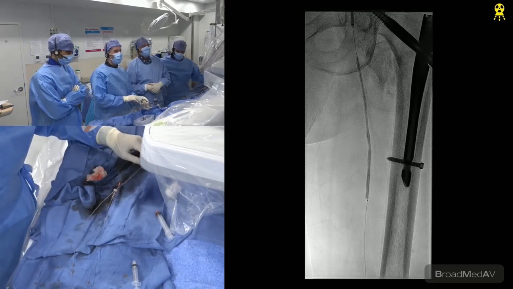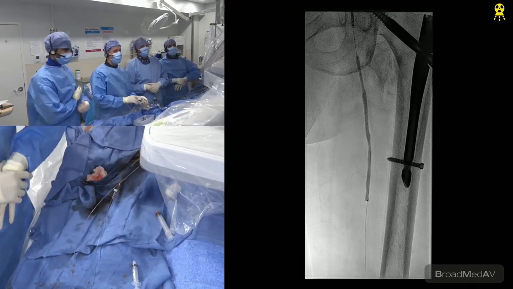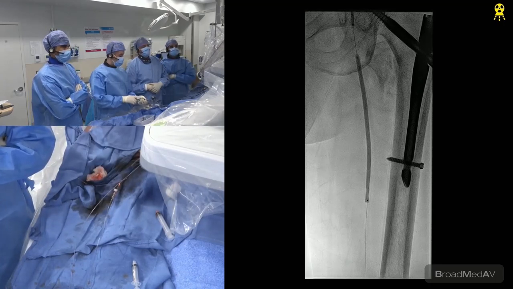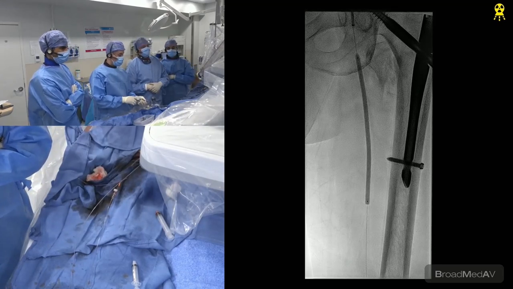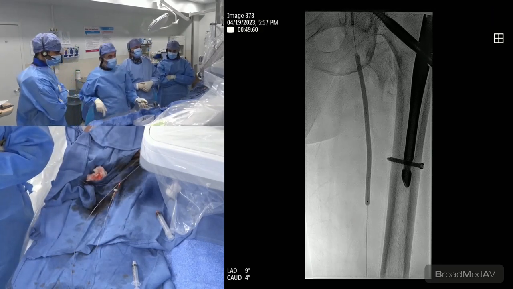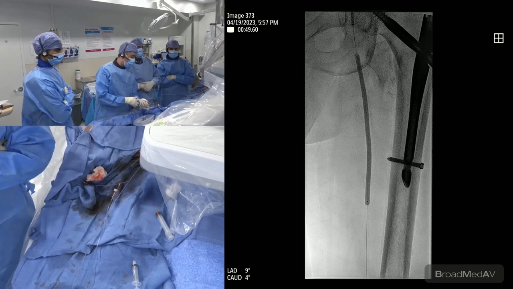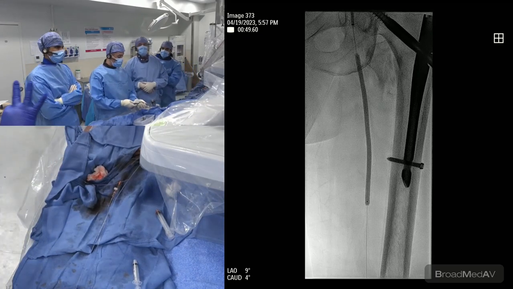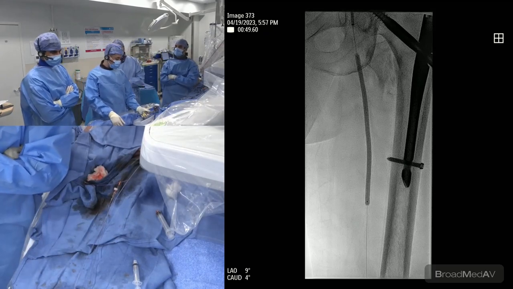Okay. So you can see now we decided to use a DCB. So this is now following the impact. Well, there's your lesion. You can see it's quite significant. Right? So there it is. And now we're going to leave this up for 3 minutes. Since we have 5 minutes left, we're just going to leave this up for three and then take a quick picture, and we'll see how it looks.